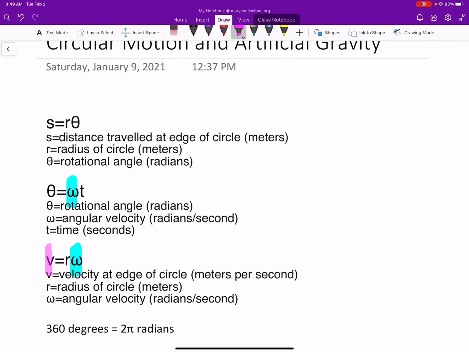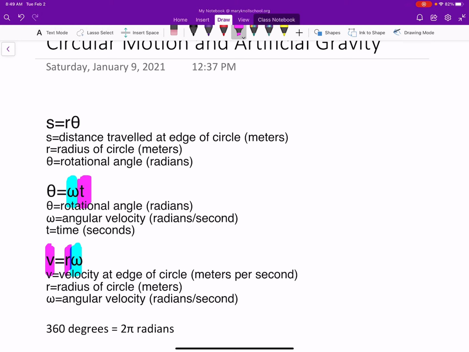Do we know the velocity at the edge of the circle, or at the equator, that the equator is spinning? I don't off the top of my head. How about the radius of the Earth? I don't off the top of my head either. Okay, so let's look at this other equation.